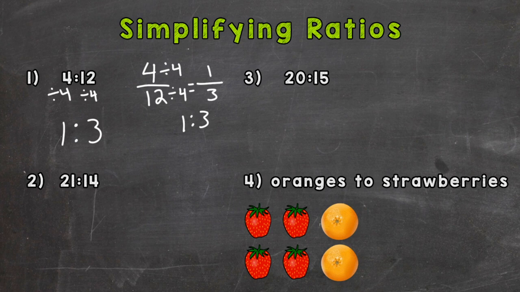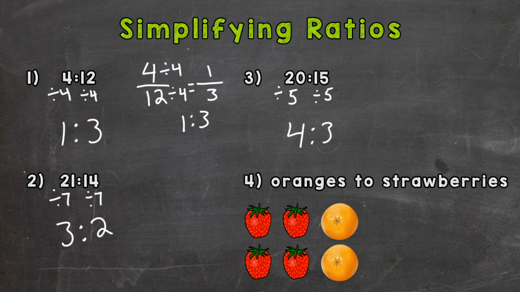So let's take a look at number 2, 21 to 14. So a common factor between the two would be 7, and that's your greatest common factor. So let's divide both of them by 7, and we get 3 to 2. Number 3, greatest common factor between 20 and 15 would be 5. So let's divide both of them by 5, and we end up with 4 to 3.